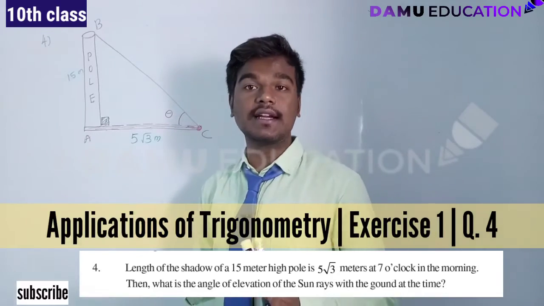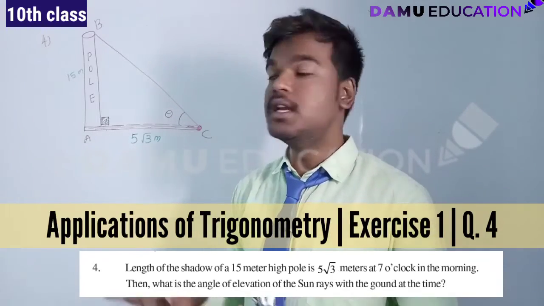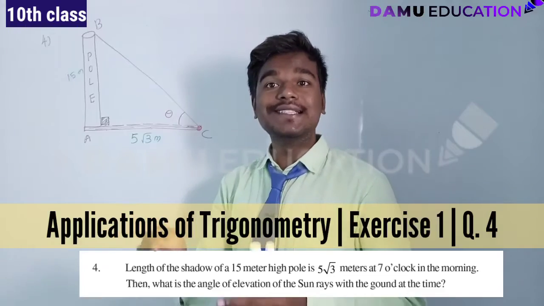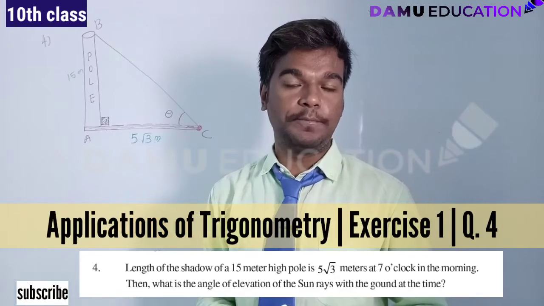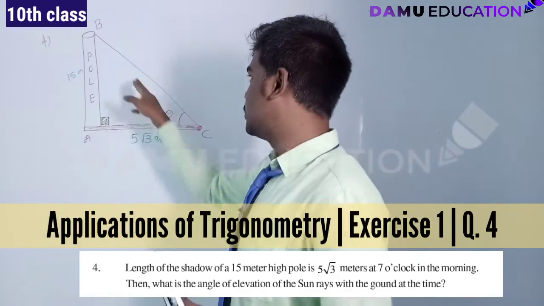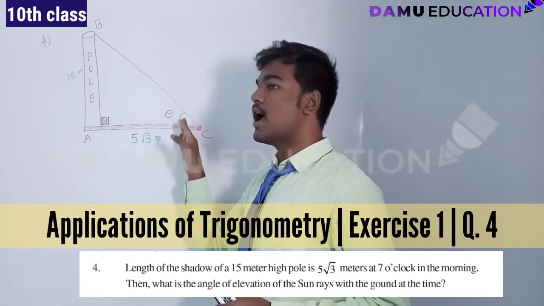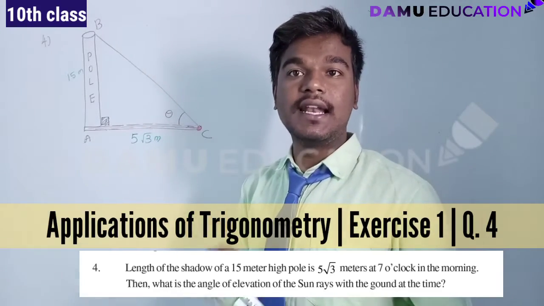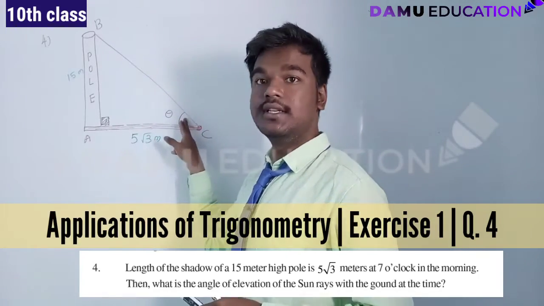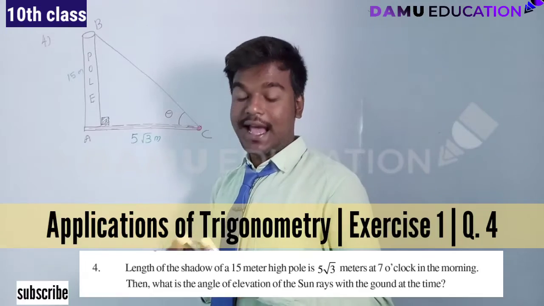Then what they are asking is, at 7 o'clock in the morning, what is the angle of elevation the sun rays are making at the pole? So the angle of elevation, this is the horizontal line. The angle of elevation, as I told, should be above the horizontal line. What is the angle of elevation the sun rays are making at the earth's surface?